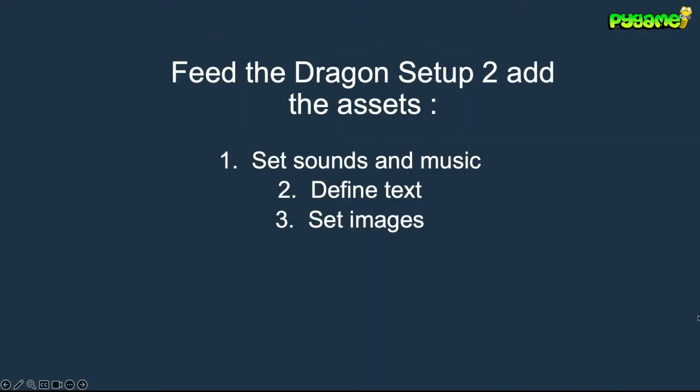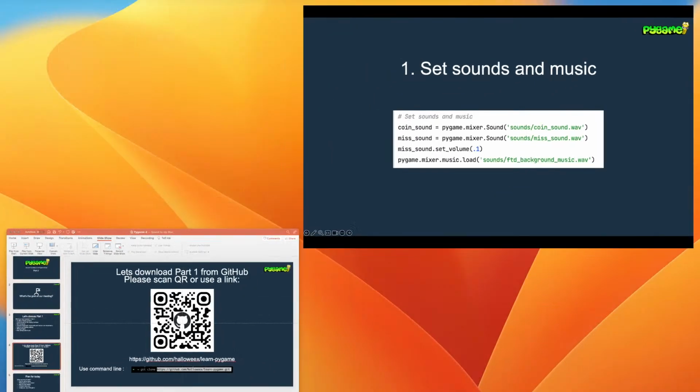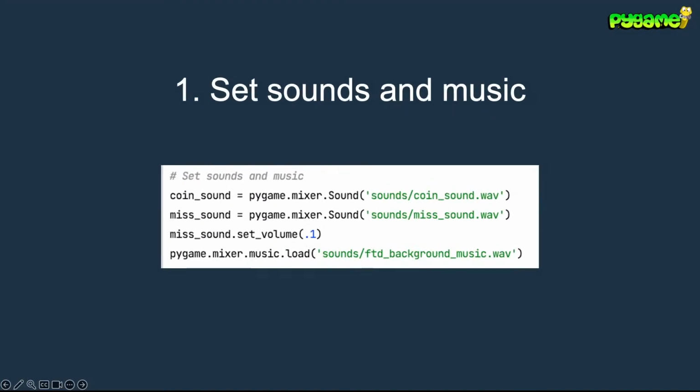Let's go further. The second part of setup is that we need to download the sound and music effects, define the text, we'll do it together, and set the images. So let's download the sound effects. Please, you have the sounds inside your directory. Please define the sounds and download them from your directory at the very beginning. We'll do it together.